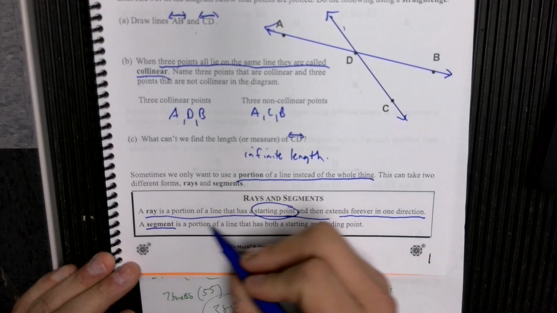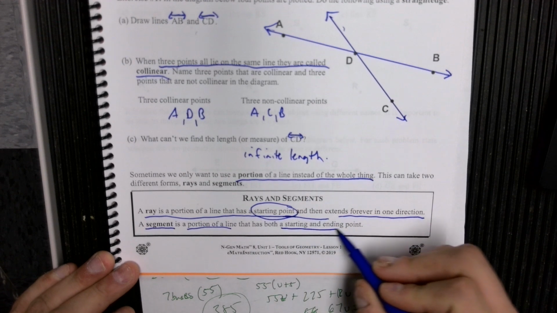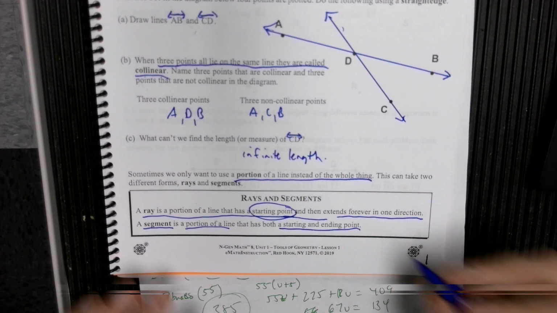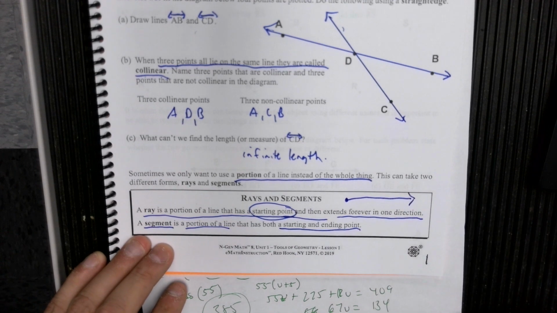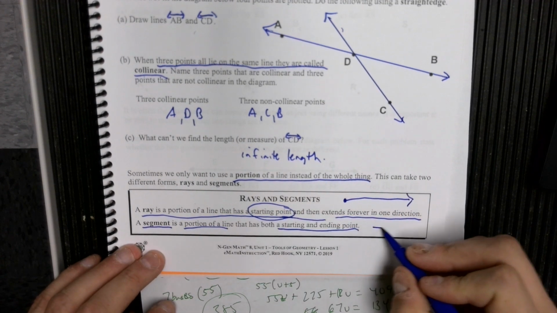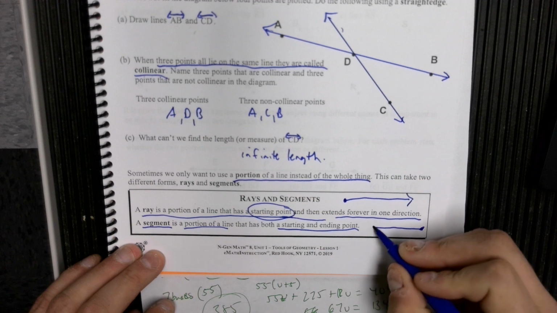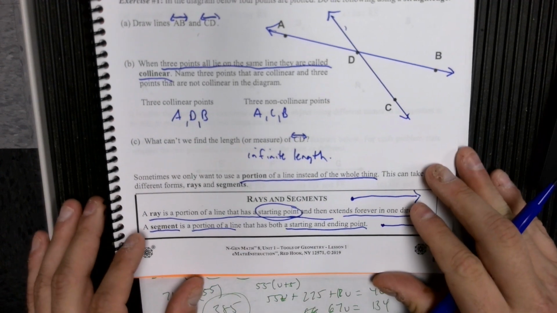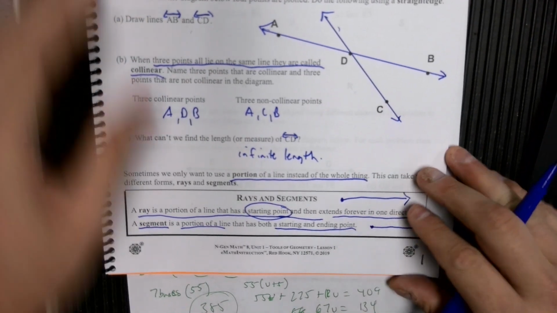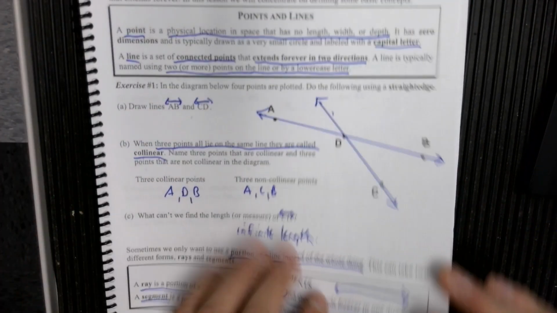A segment is a portion of a line that has a starting and an ending point. So a ray is something where you have a point and the line goes forever. And a segment is where you have two endpoints and it actually stops. So this is just introduction vocab into starting concepts in geometry.